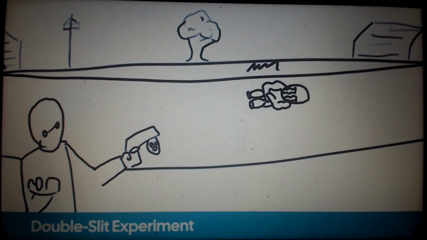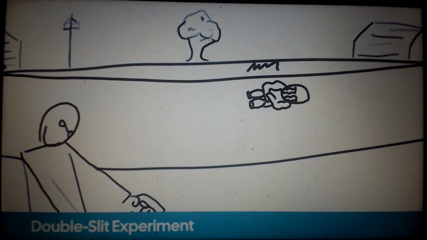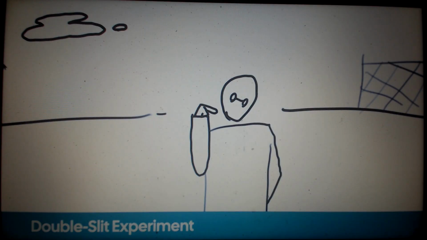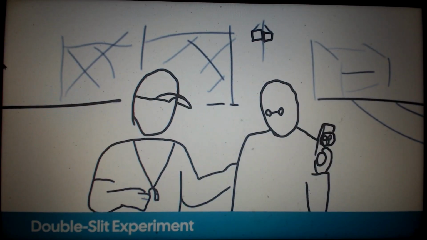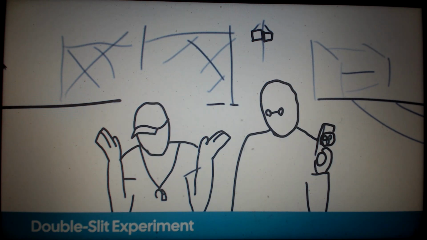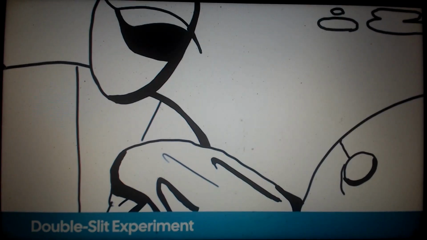Gee, I wonder why measuring them makes them change position and velocity. Must be that observation changes reality. Of course you change reality when you shoot things at it. That's how reality works, you pretentious morons.